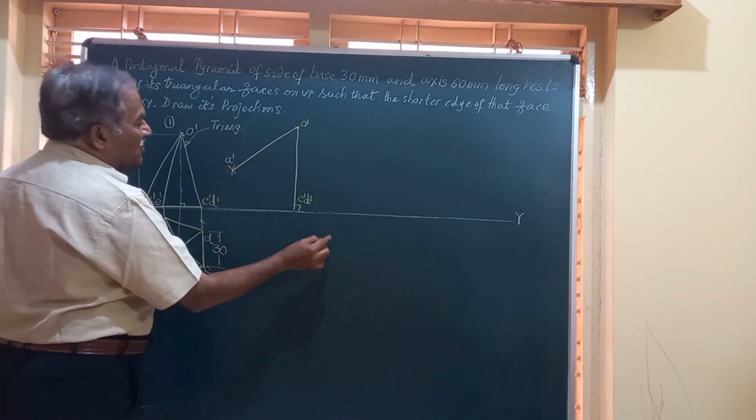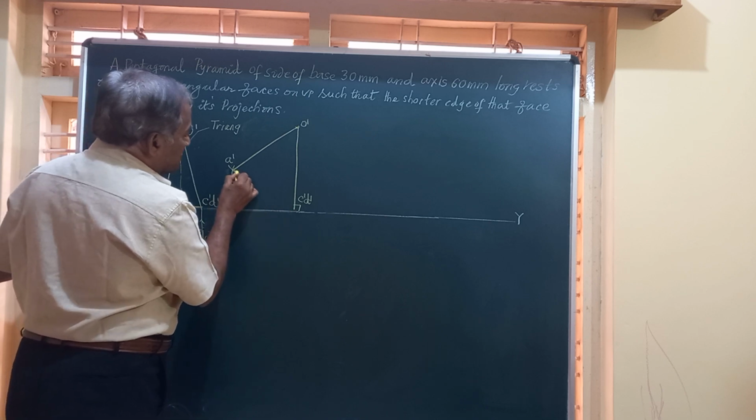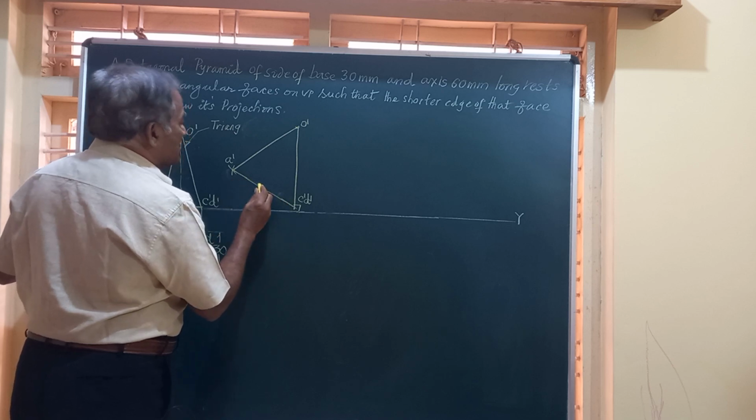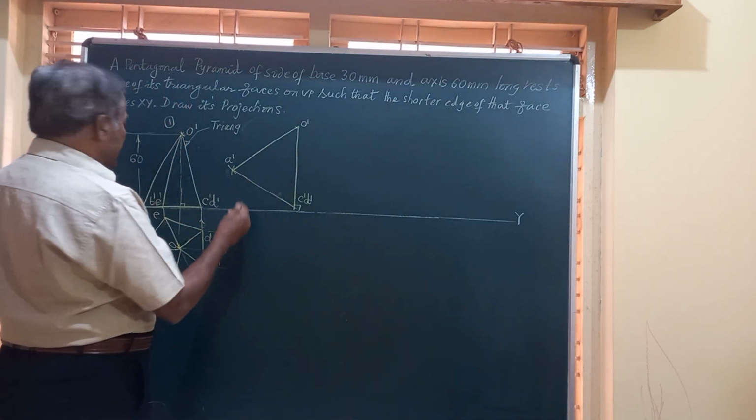So if you join this A dash to this, you will get the base of the solid. So I just join here. So this will represent the base. So mark on that the distance of B and E.